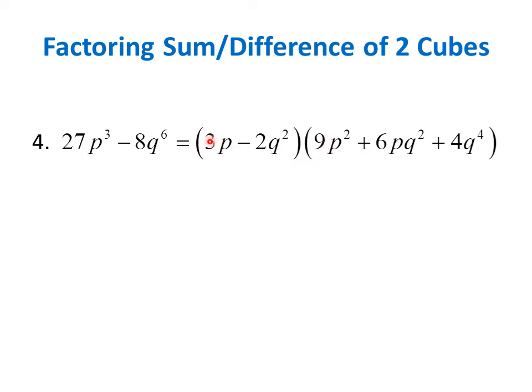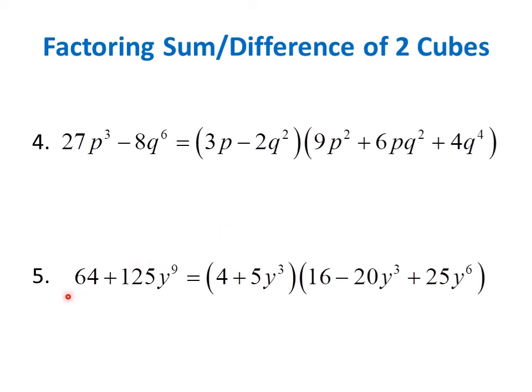Okay, first term, square of this first term. So you have square of 3, 9. Square of p, p squared. Second term is opposite the sign in the binomial factor. So you have here minus, therefore you have here plus. For this second term, we have to multiply these two terms of the binomial factor. So let's multiply the numbers first. 3 times 2, 6. Then you have p times q squared. And then for the last term, that's plus square of this second term. 2 times 2, that's 4. Square of q squared. Multiply the exponent by 2 to get the square. That's q to the 4.